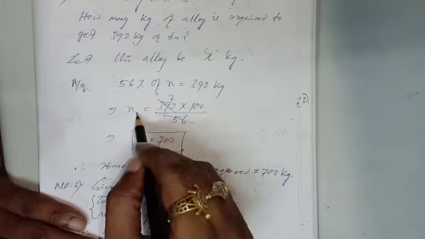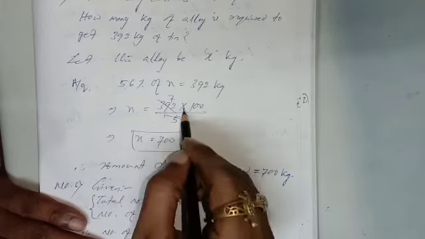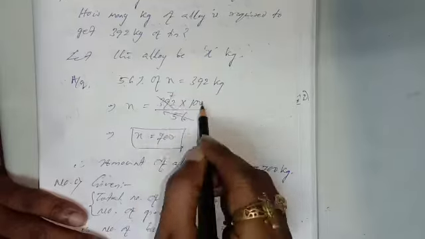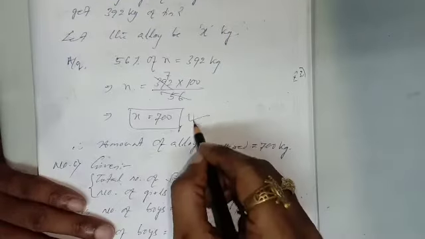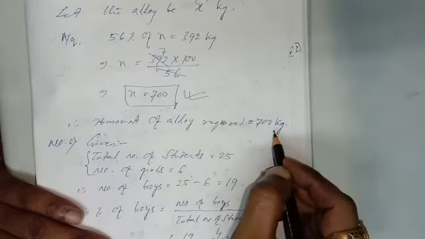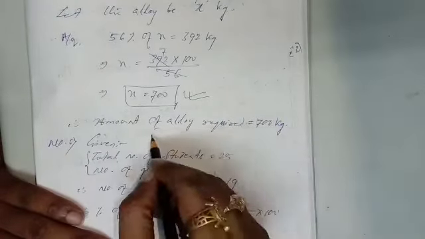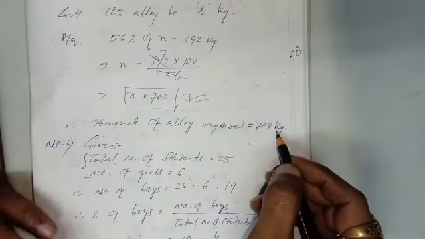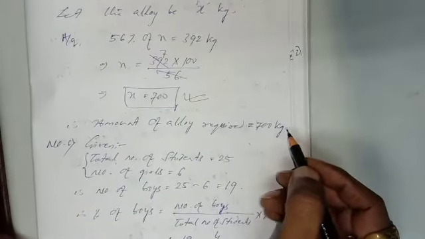From here you have to find the x value. x is 392 into 100 by 56. 56 times 7 is 392, and 7 into 100 comes to 700. The total amount of alloy required is 700 kg. If you take 700 kg of alloy, then you can get 392 kg of tin as per the question.